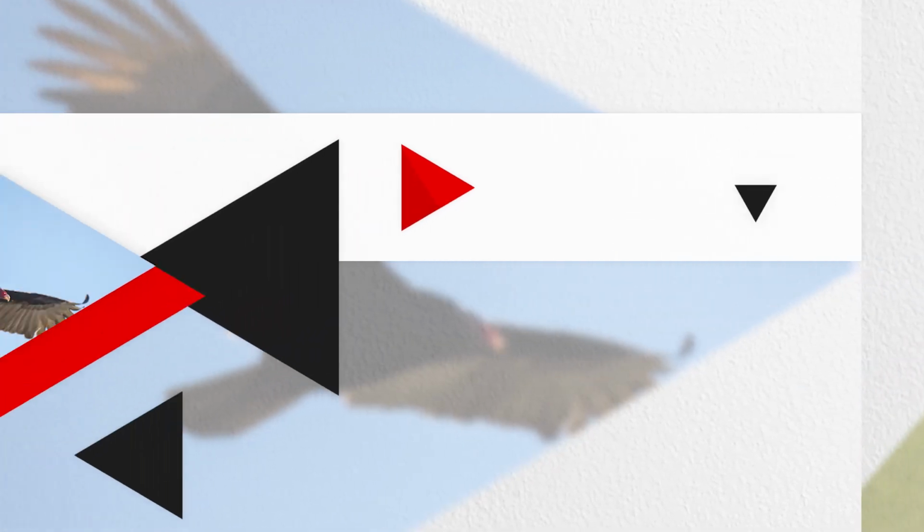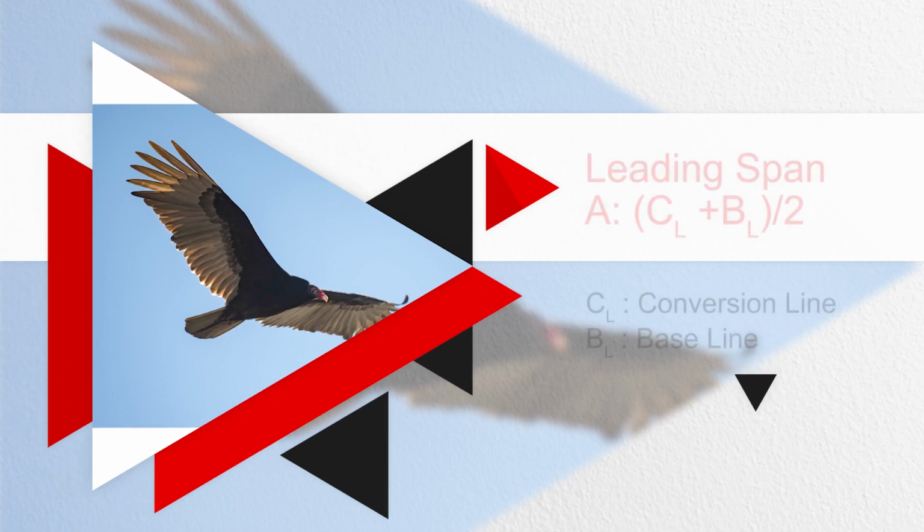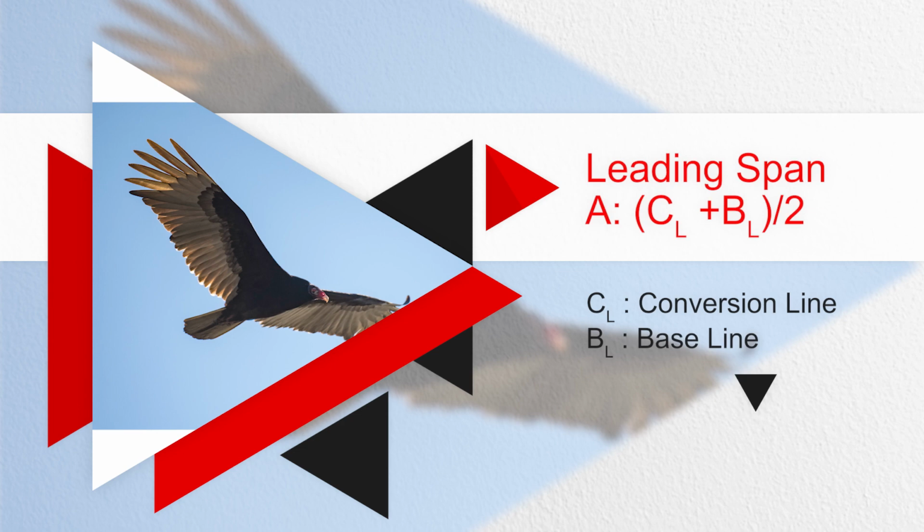Leading span A represents one of 2 cloud boundaries, and it's the midpoint between the conversion line and the baseline. It is plotted 26 periods in the future. Its formula is as follows. Leading span A equals the conversion line plus the baseline, all over 2.